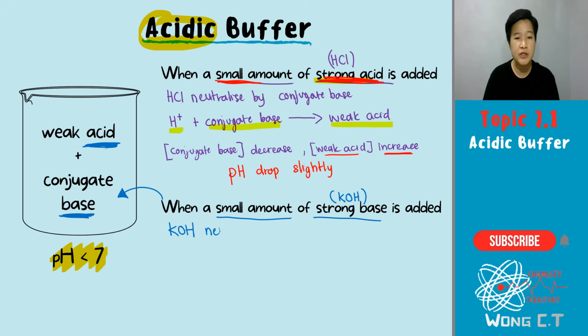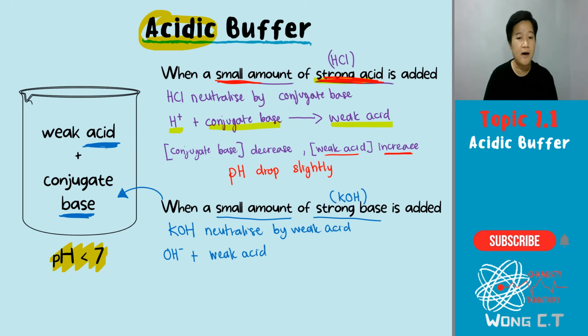Who do you think would neutralize my KOH? Just choose acid or base. Obviously, the acid. So KOH will be neutralized by your weak acid, right? Base will always be neutralized by acid. Acid will always be neutralized by base. Simple. So KOH will be neutralized by the weak acid. In other words, the OH- produced by the KOH will be completely neutralized by your weak acid.